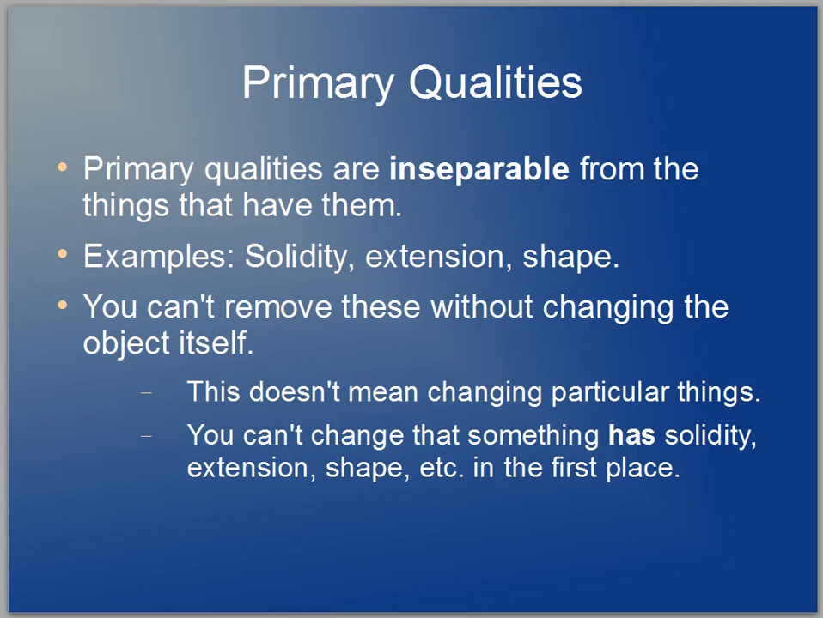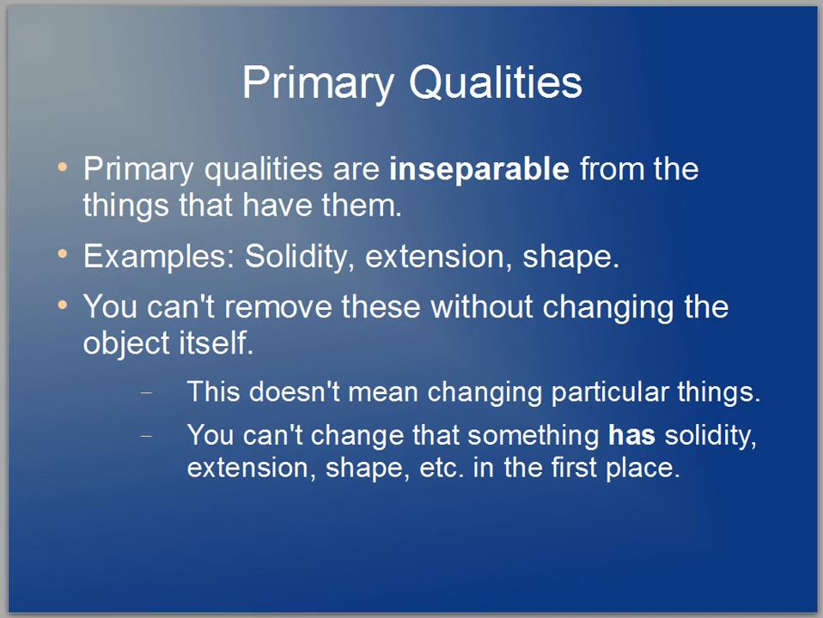So primary qualities, Locke says, are inseparable from the things that have them. And so solidity, or an extension, and shape are Locke's favorite examples here. You can't remove these things without changing the object itself. Now, he doesn't mean here that you can't change the shape of something just because it has shape, right? That's ridiculous. Obviously, you can take a lump of Play-Doh, you can change it to all the shapes you want. What he wants to say, what the quality, though, isn't having a particular shape, it's just having shape, period. Being the kind of thing that can be shaped.